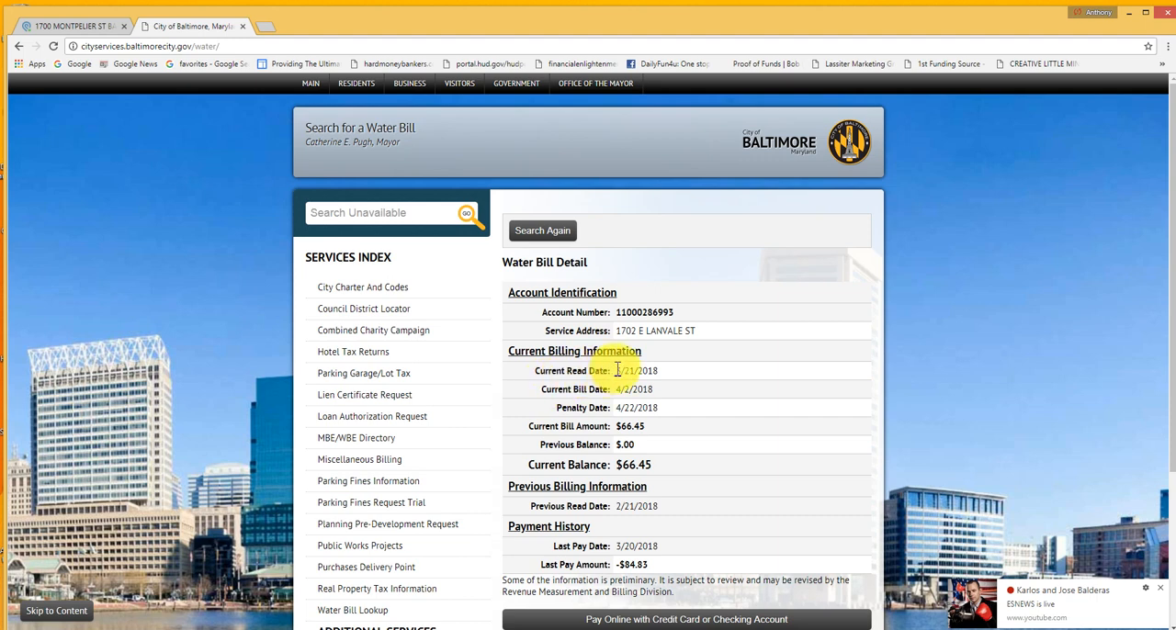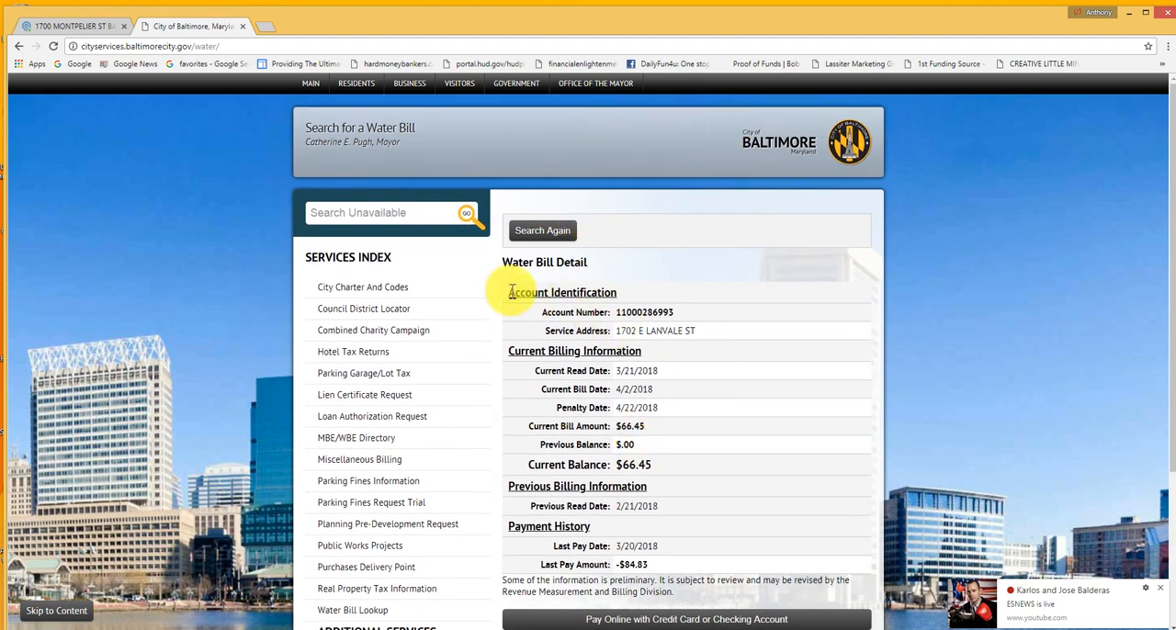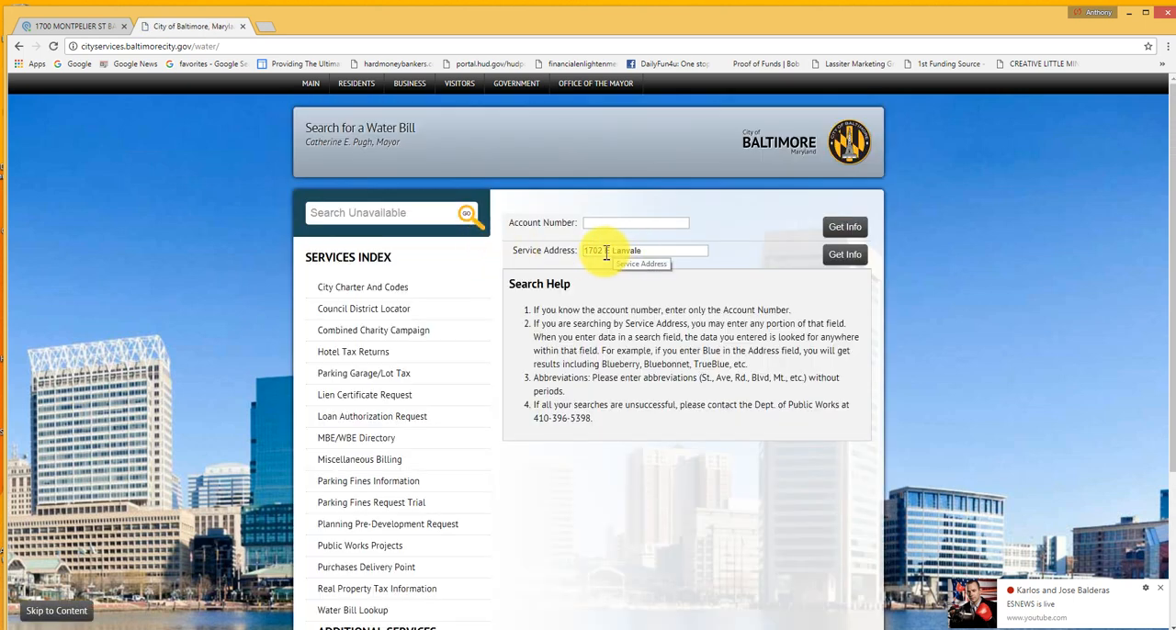The current read date means when did the meter guy come out there and look at it. The last time he looked at the water meter was March 21st. The current bill due date is 4/2/2018, and he has a penalty date on the 22nd of April. So the current bill that they owe is $66.45. Previous bill, zero balance. Things of that nature, blah, blah, blah, right? So this is pretty much how you look up the water bill to see if a particular address owes any water, okay? And then you can hit search again to go backwards and pull up another address.